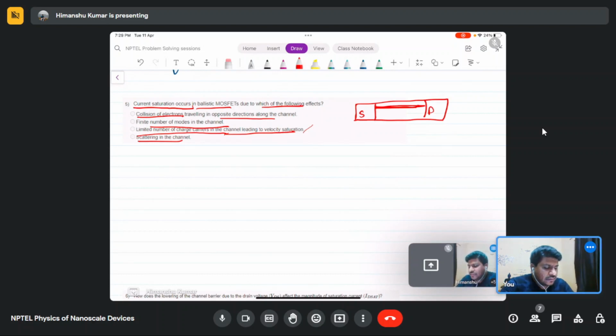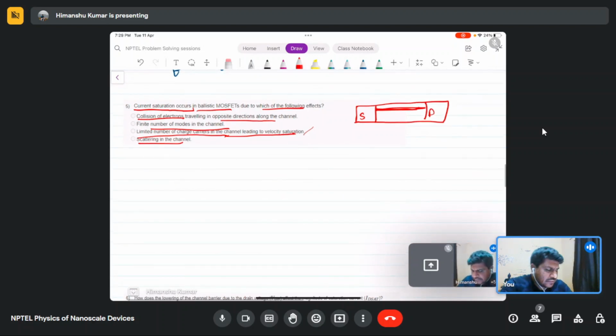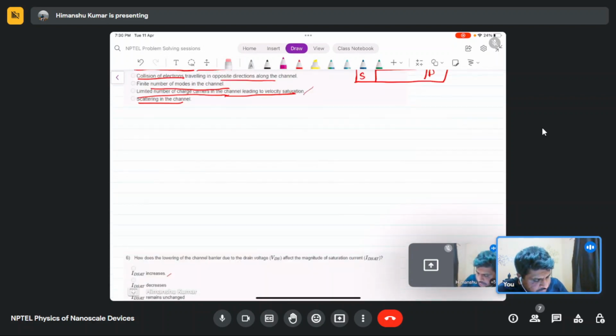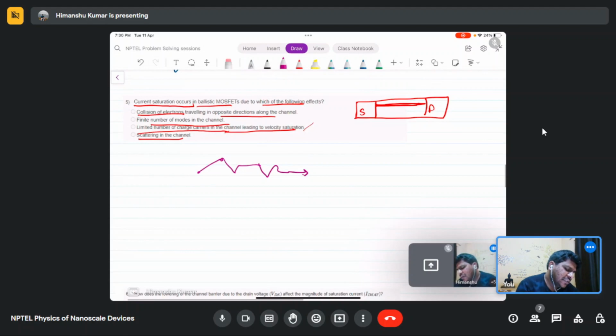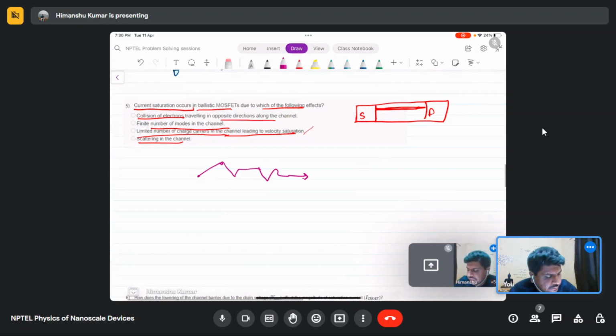In the long channel MOSFET, the velocity is saturated by a number of electron collisions. These electrons collide a number of times before arriving at the drain region. But we have assumed, or claimed, while discussing the ballistic channel MOSFET, that this scattering in the channel is nearly absent.